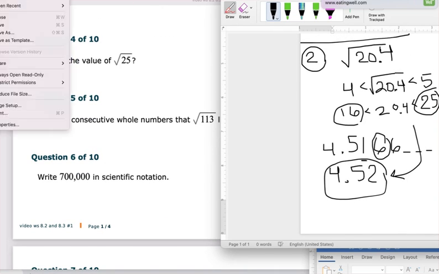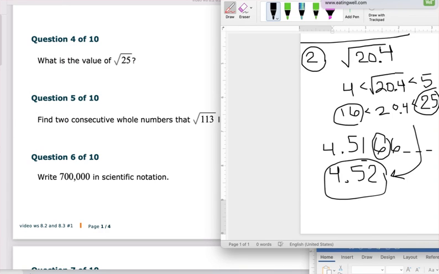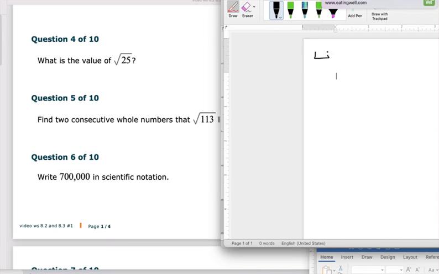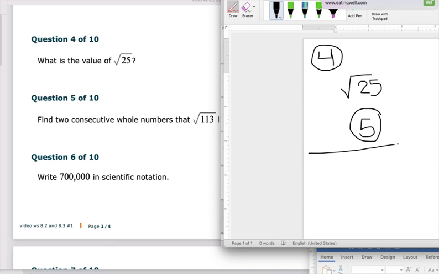So I'm going to get another Word document here, a nice, clean, new one. And we're going to do number 4. Question 4: What is the value of the square root of 25? Now this one, notice they don't ask us to approximate it because 25 is a perfect square, and 5 squared gives us 25. So the square root of 25 is 5. There's no approximation to it. It is exactly 5.